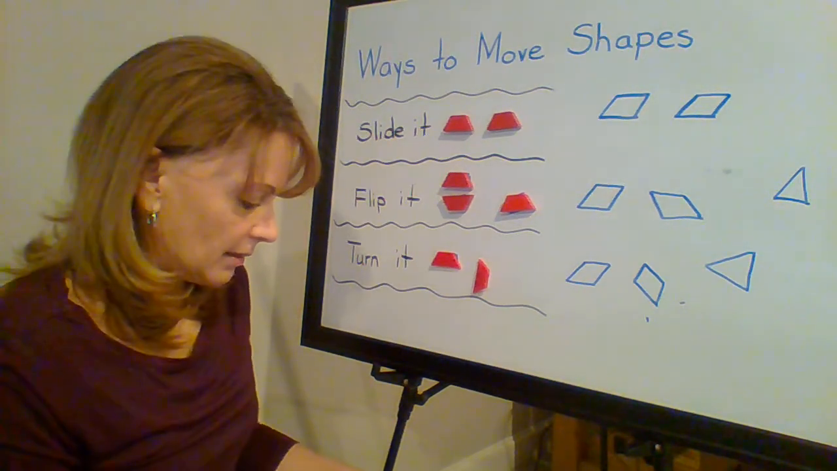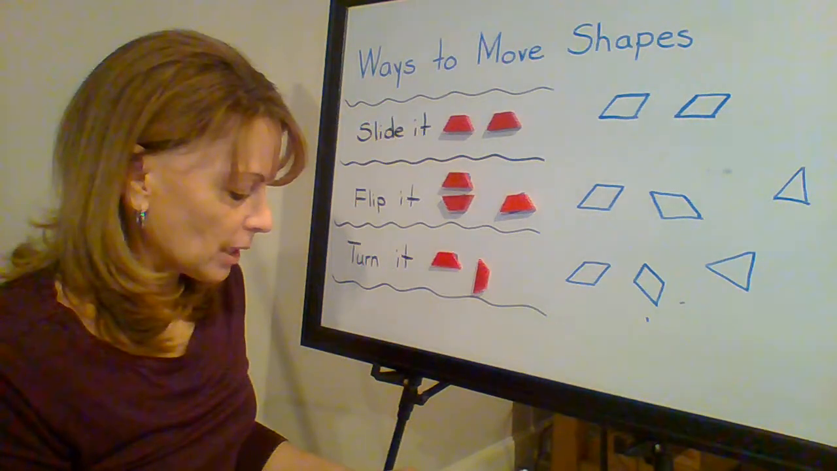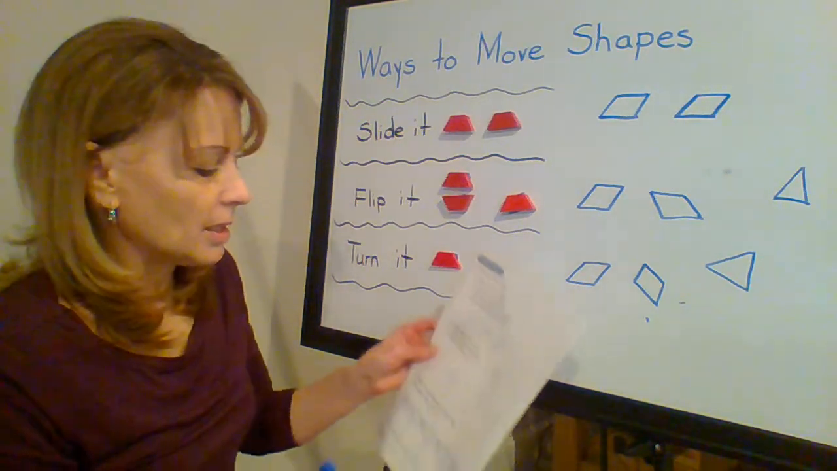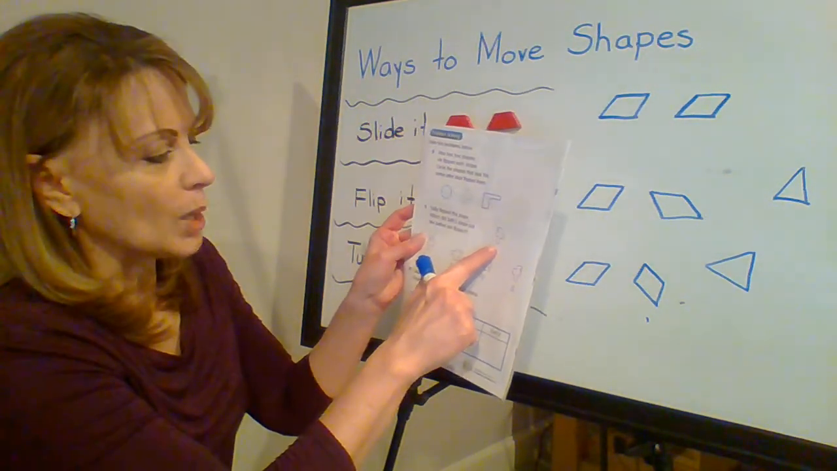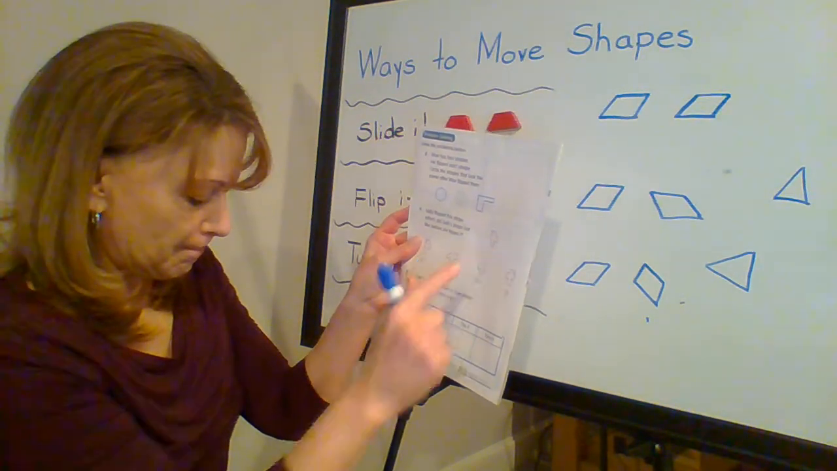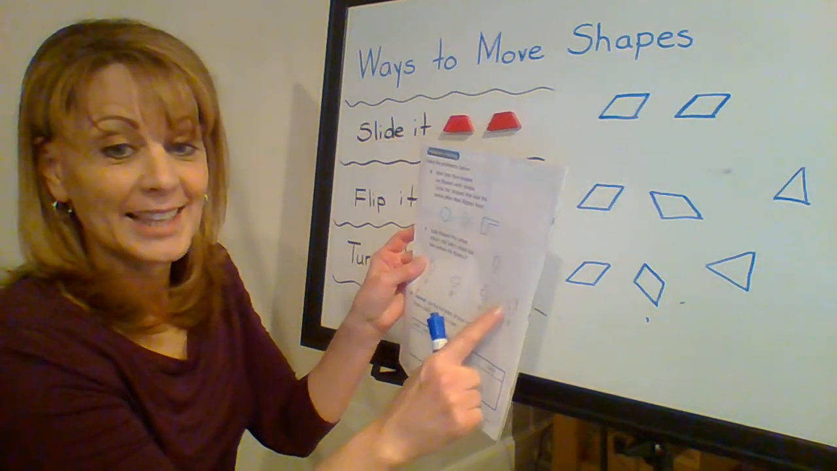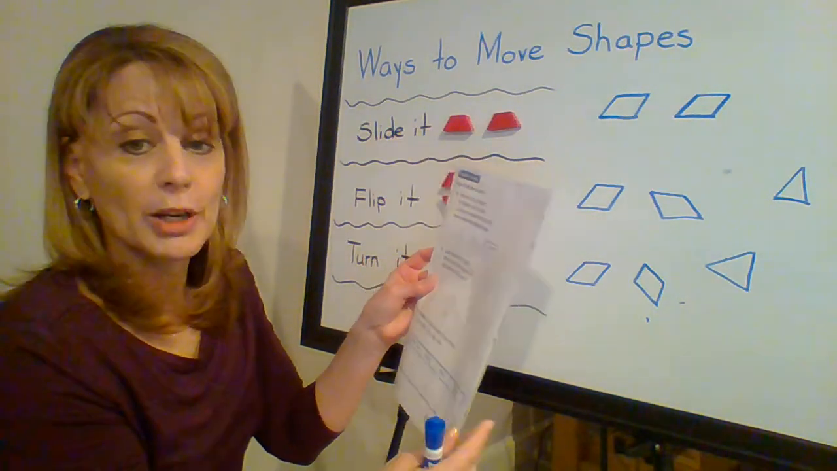Number 9, Sally flipped this shape. Which did Sally's shape look like before she flipped it? So that's the flipped one. What did it look like before she flipped it? The answer is D.